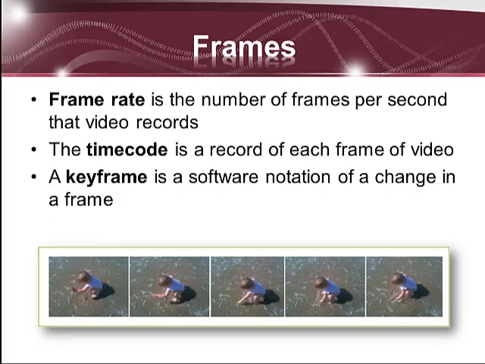Frame rate is the number of frames per second that video records. A time code is a record of each frame of video. A keyframe is a software notation of a change in a frame, a mark that indicates where on a timeline an action such as a movement begins.